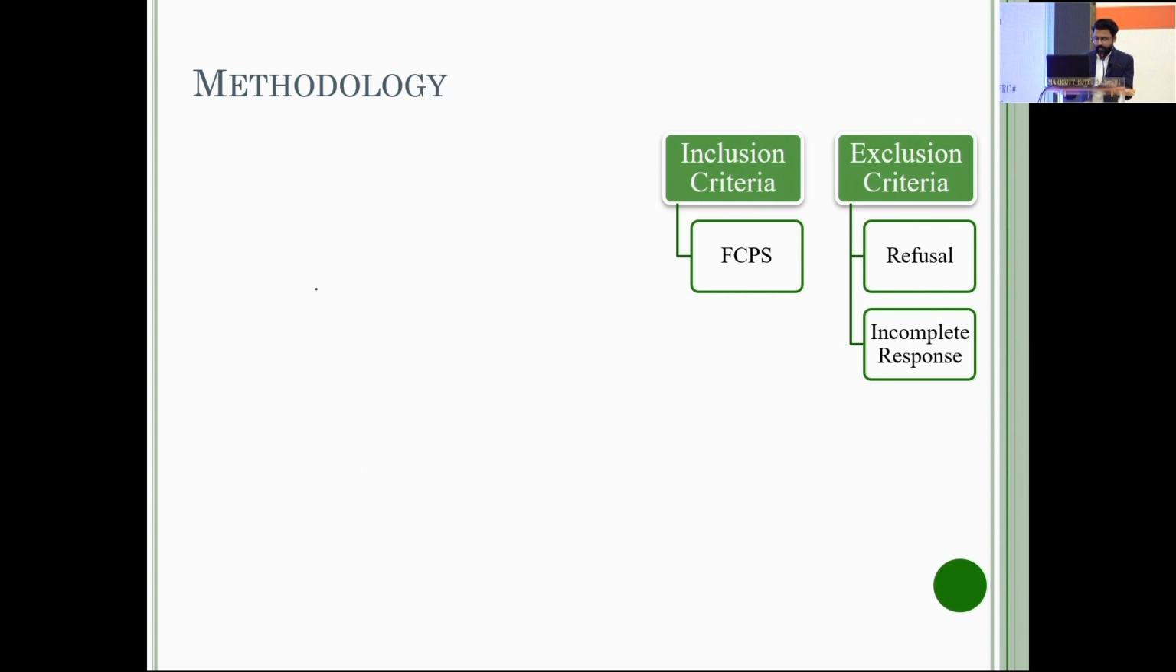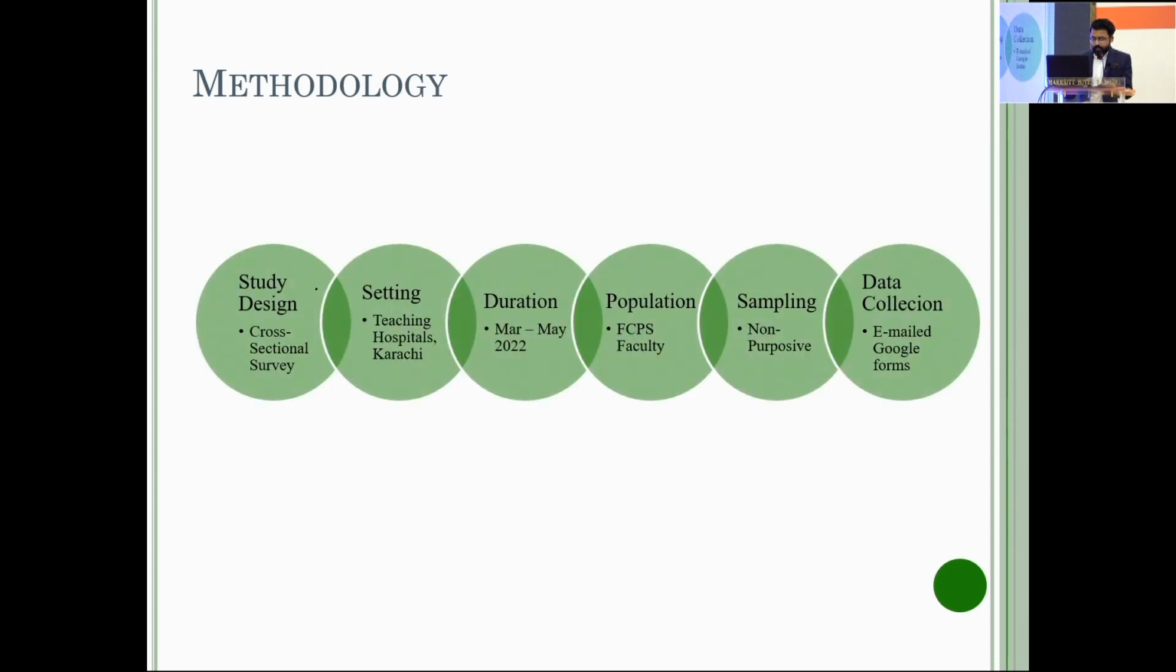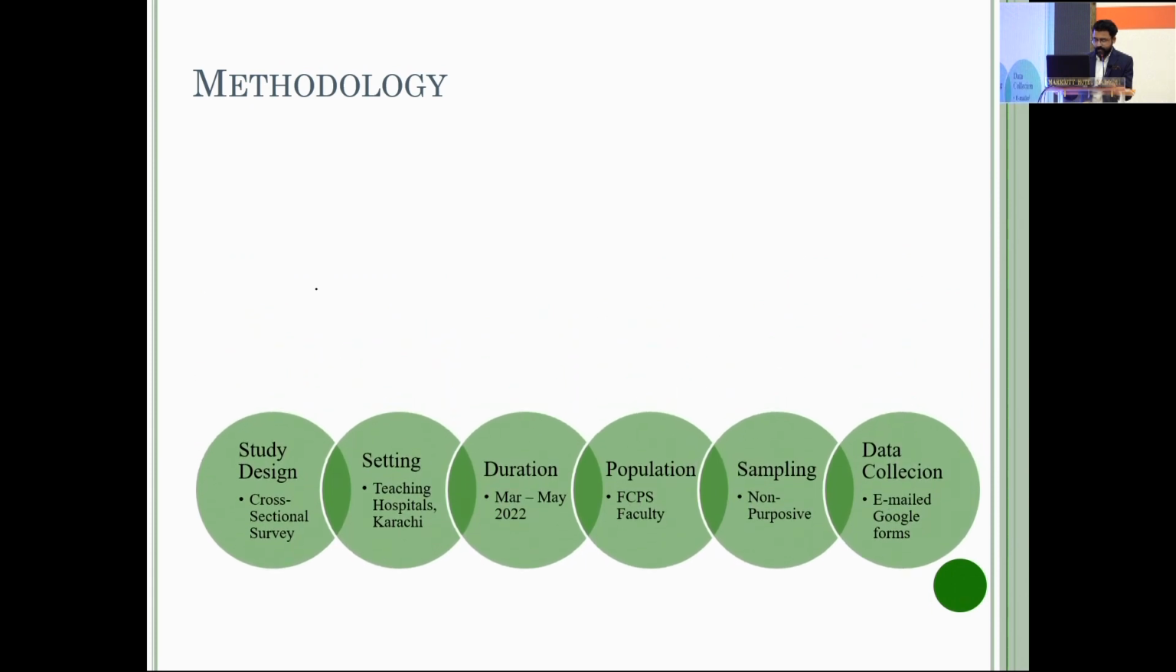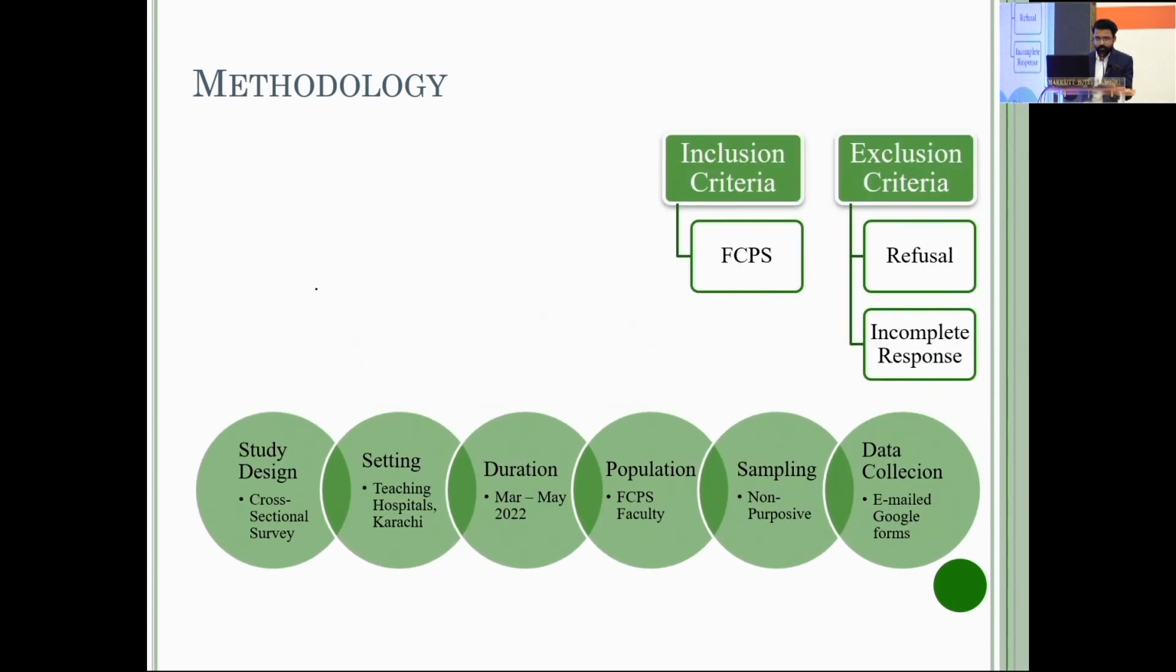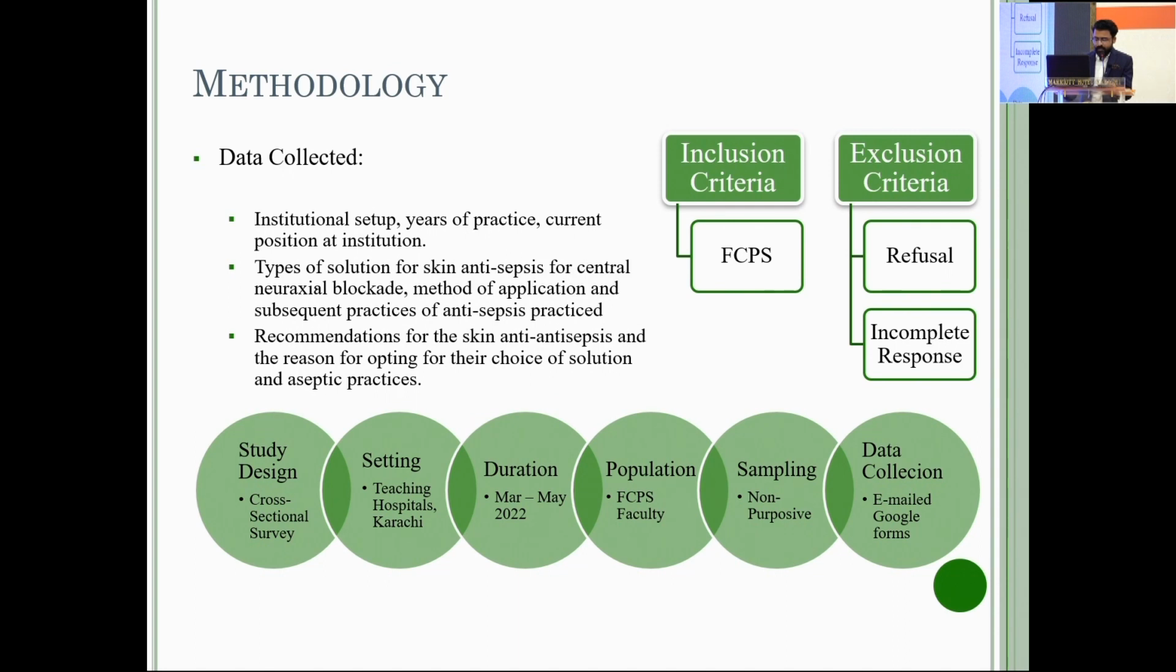The study was a cross-sectional survey covering teaching hospitals of Karachi. The survey was conducted within 2 months and the data was collected via online Google Forms. Our population was FCPS faculty. Exclusions were refusal to proceed with the survey form and incomplete data forms. Institutional setup, current practices, years of practice, along with the type of solution used, its application method, and subsequent aseptic practices like sterile gloving, capping, gowning, and masks were also inquired about. Lastly, the consultants were asked about their recommendations for the type of solution used.